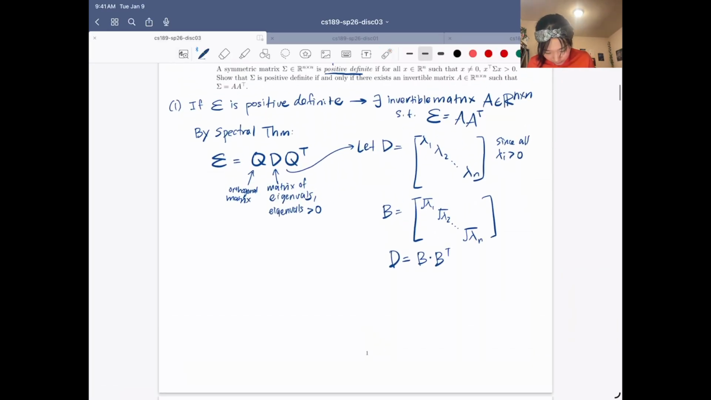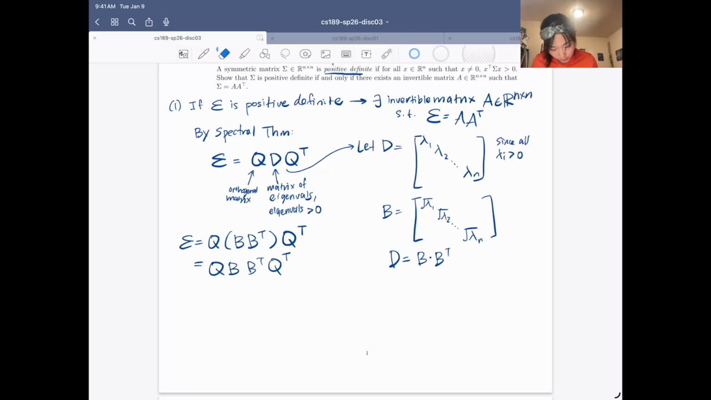I'm going to say this matrix is equal to Q times B transpose times Q transpose. And this is equivalent to QB times B transpose, Q transpose. And notice something interesting here, if I write it like that.